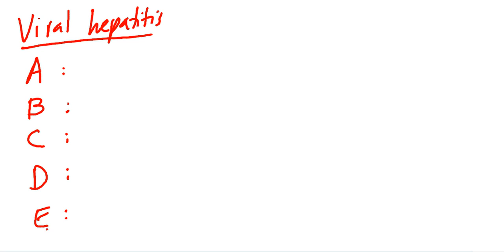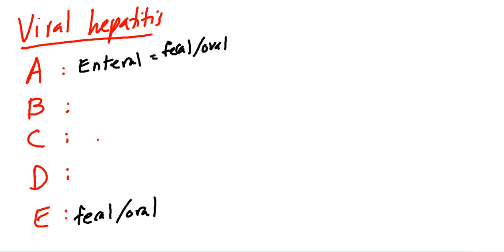A and E. These are two that you get from the fecal-oral route. So your enteral route. I've already covered enteral versus parenteral in a different video. So this is going to be your enteral, which is going to be fecal-oral. It's going to be your fecal-oral route. And same here.